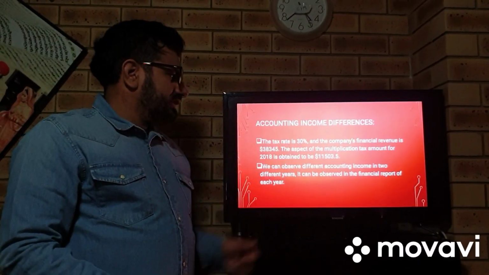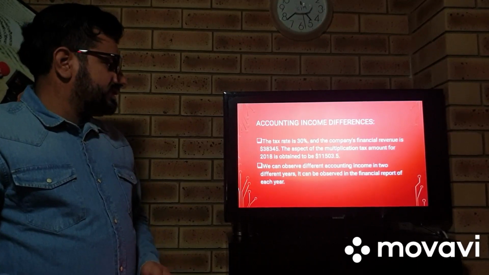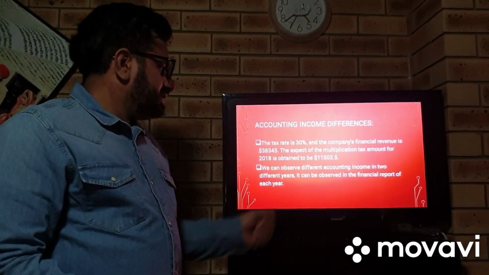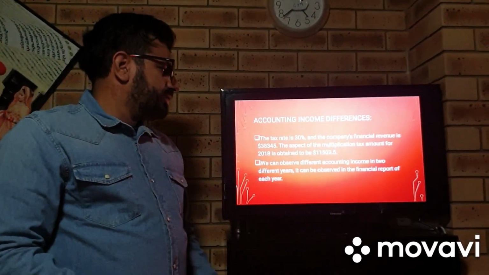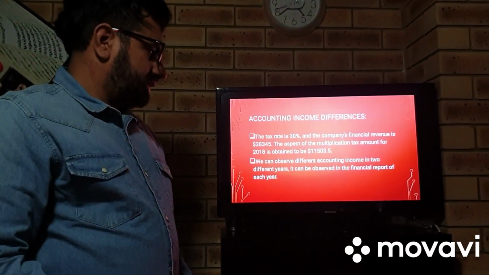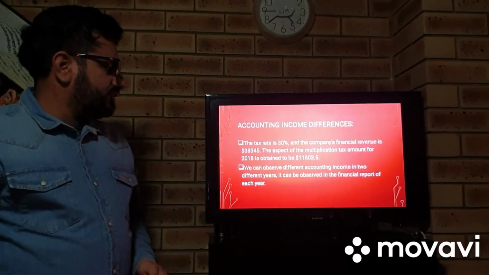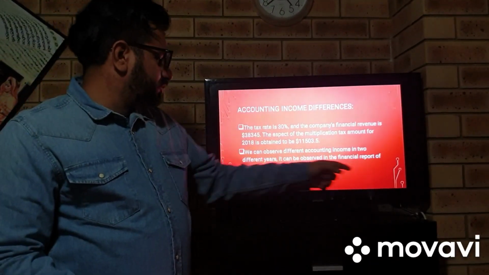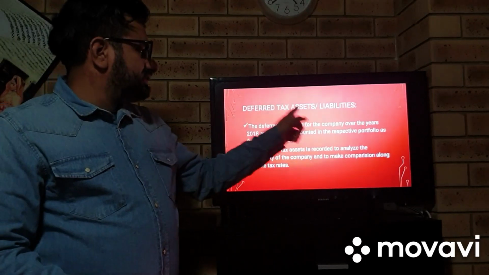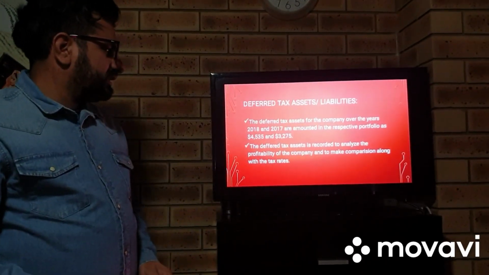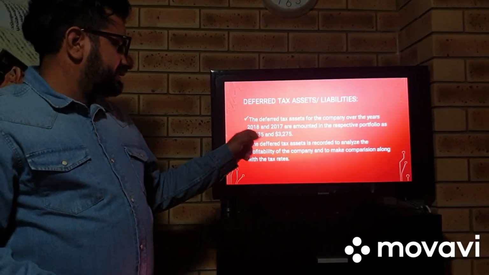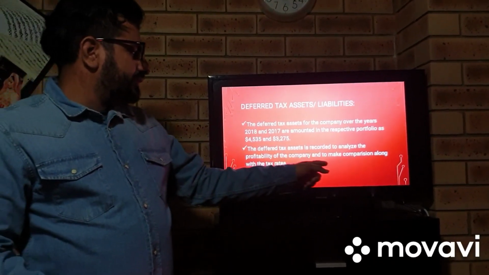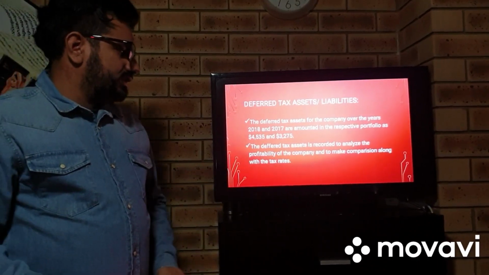Now in the next slide, the accounting income differences. The tax rate is 30% and the company's financial revenue is 38,345, and the multiplied tax amount in 2018 obtained is $11,503. And in this we can clearly observe the difference in accounting income in two different years because it is reported in the financial report each year. Now the difference in tax assets and liability. In 2018 and 17 respectively, the figures are 4535 for 2018 and 3275 for 2017. But on the other hand, the company's compensation along with this tax rate differs, recorded to analyze that.